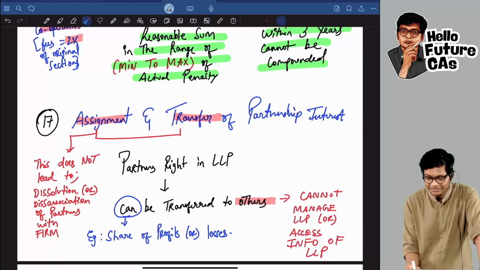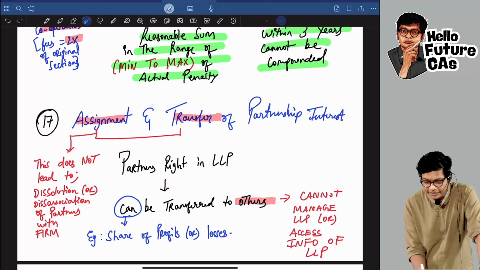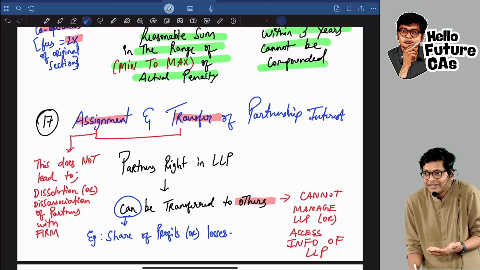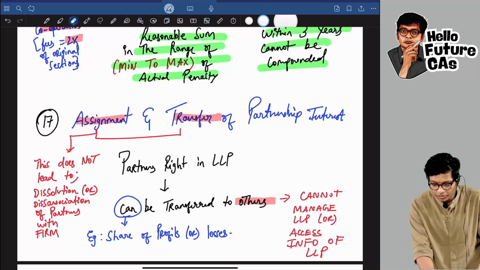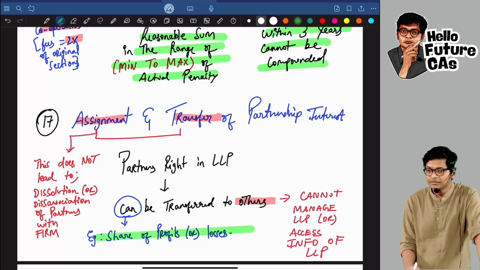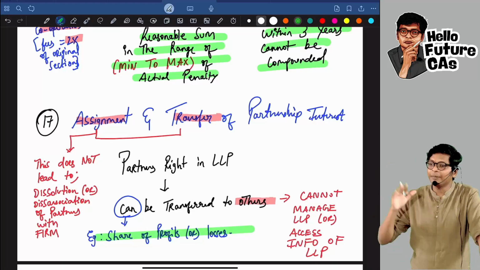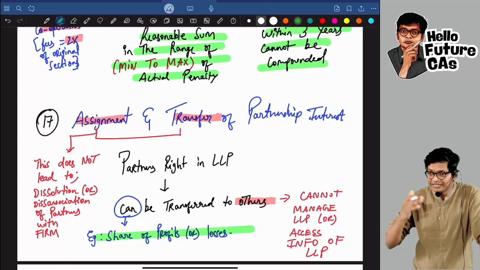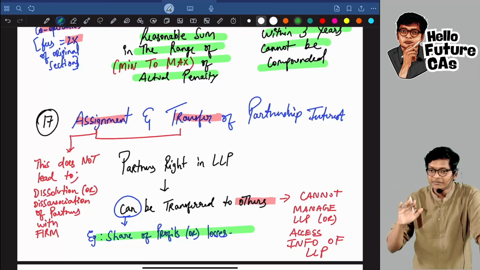Are you following, guys? The partner's right in an LLP can be transferred to others. What kind of right can I transfer? Look at this. You can only transfer the share of profits or share of losses. I'm giving it to my sister. She will be happy, she is getting her money. Are you following, guys? But my sister cannot come and manage the LLP. She can't do other work.